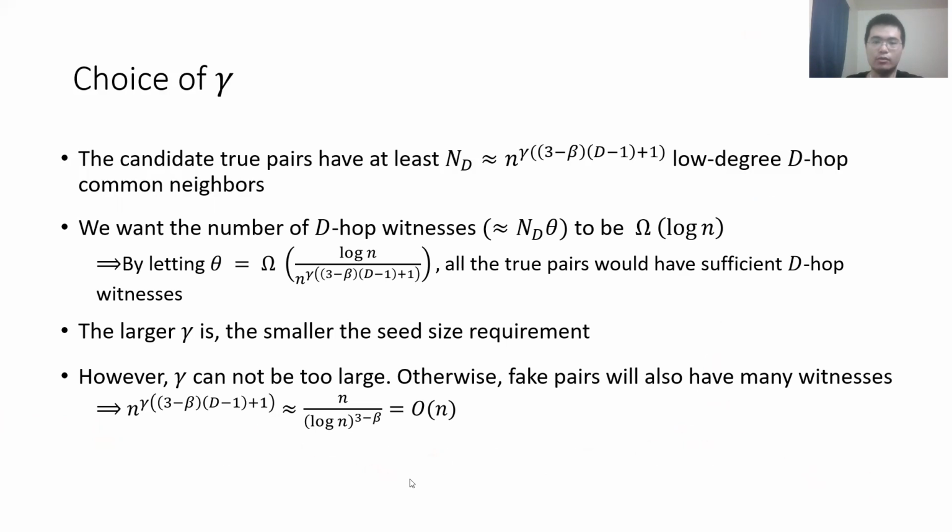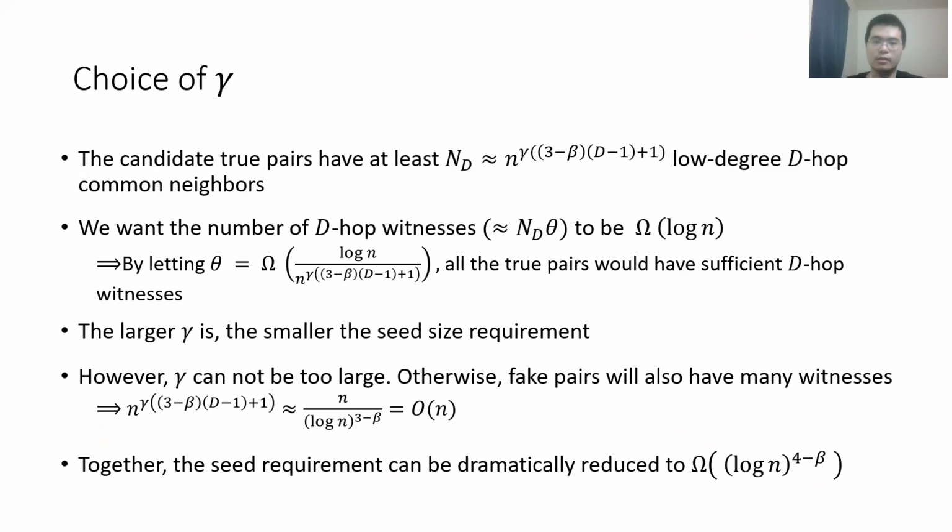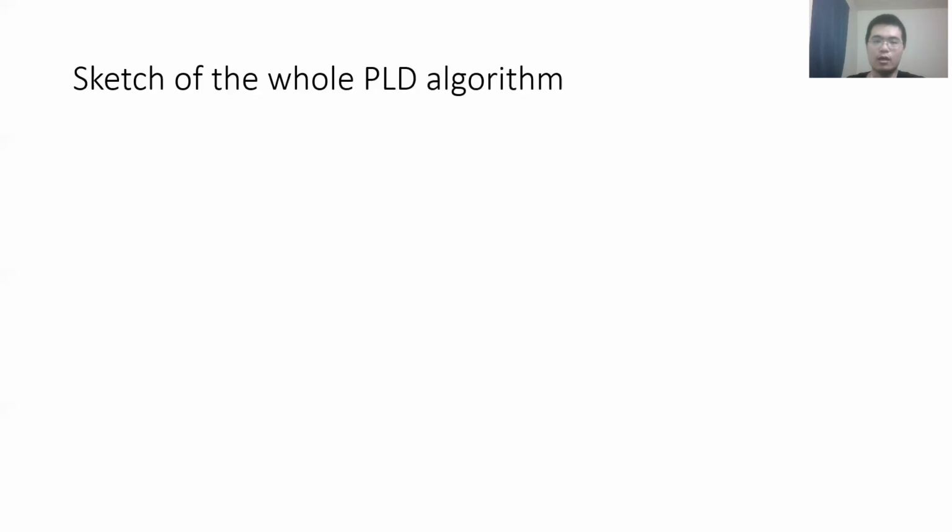And note that n over log n to the power of 3 minus beta is much smaller than n. Together, the seed requirement can be dramatically reduced to log n to the power of 4 minus beta. Note that we have discussed how to match nodes with degree about n to the power of gamma. We can then sketch the whole PLD algorithm.